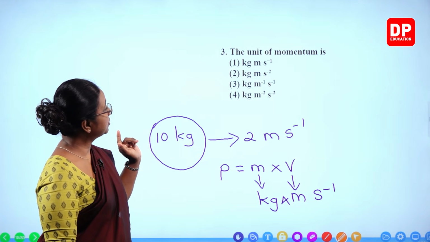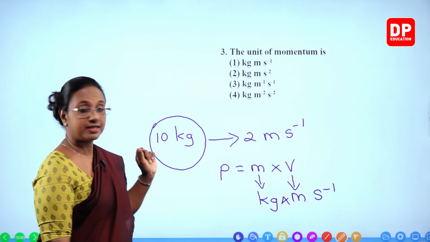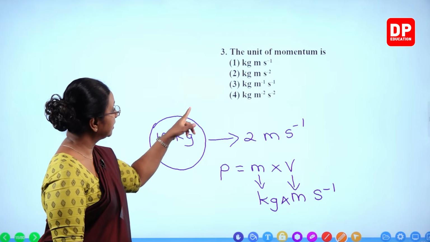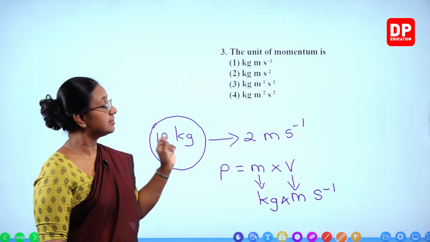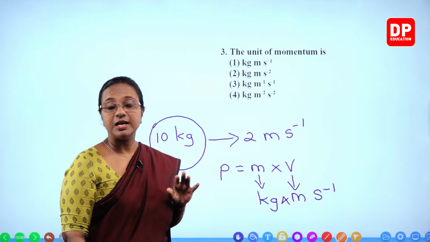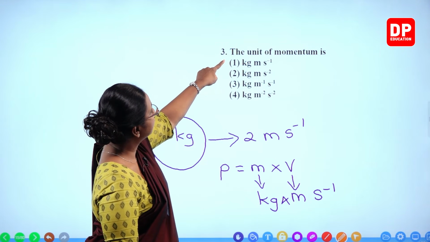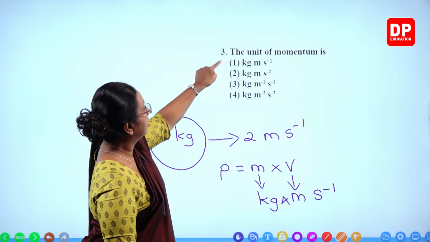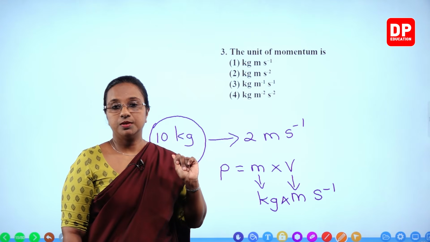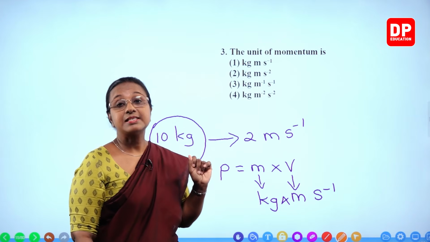So in the question, of course, they have asked for the unit of momentum. Kilogram meters per second, first answer, that is correct. Second one, kilogram meters per second squared, not correct. Kilogram meter minus 1, second minus 1, no. And kilogram meter minus 2 and second minus 2, that is also not correct. So here, of course, we have the first answer. What is this one? Kilogram meter second minus 2. Meters per second squared is acceleration.